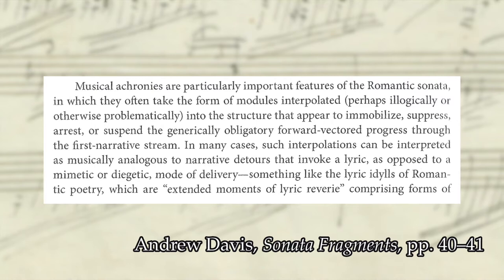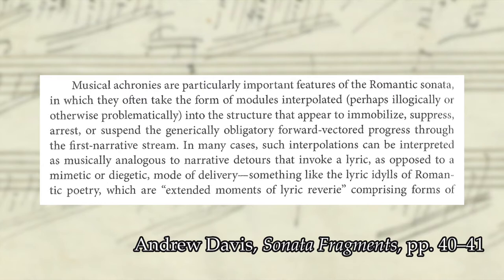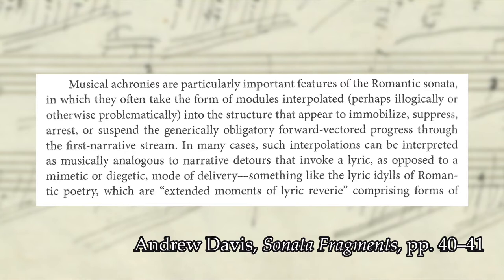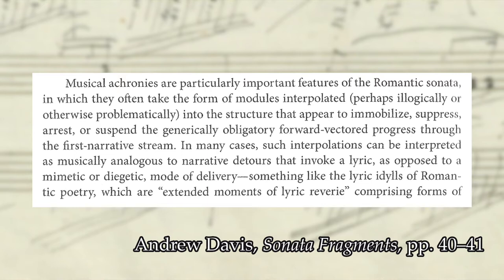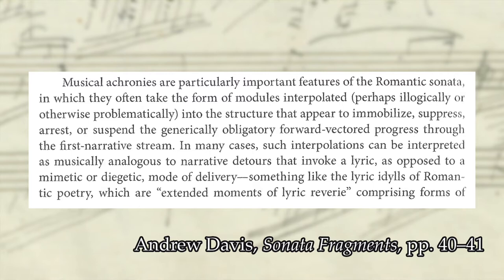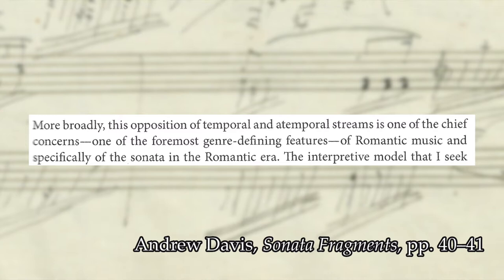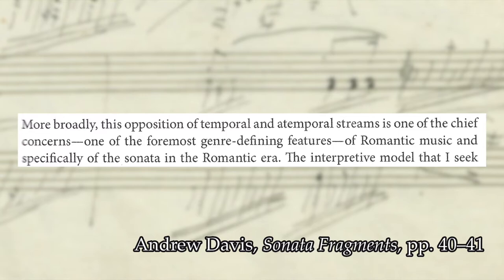The sonata became a battle between the forward momentum of classical era aesthetics with the freer and more poetic discourse of the Romantic era. When discussing the aesthetics of the Romantic Sonata in Sonata Fragments, Andrew Davis says, "Musical acronyms are particularly important features of the Romantic Sonata, in which they often take the form of modules interpolated, perhaps illogically or otherwise problematically, into the structure that appear to immobilize, suppress, arrest, or suspend the generically obligatory forward-vectored progress through the first narrative stream. In many cases, such interpolations can be interpreted as musically analogous to narrative detours. This opposition of temporal and atemporal streams is one of the chief concerns, one of the foremost genre-defining features of Romantic music, and specifically of the sonata in the Romantic era."